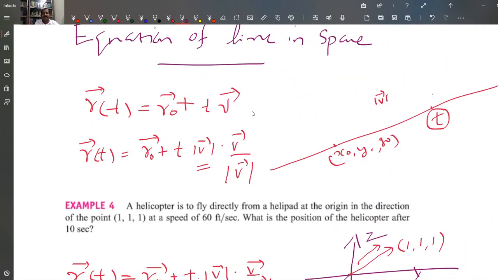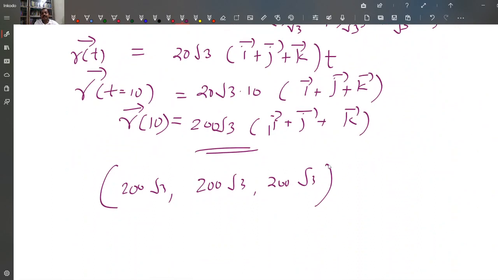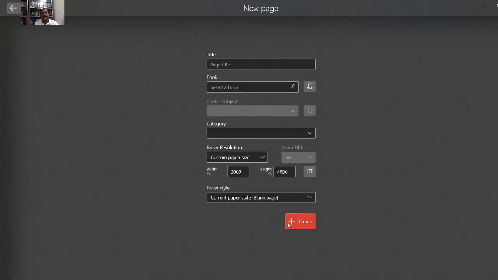To verify your answers, you can use GeoGebra to plot lines. Let us see how it works. Suppose you want to plot an equation of the form r of t equal to r naught plus t times v.